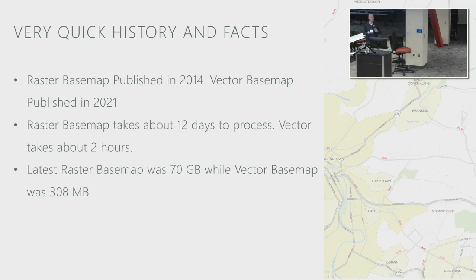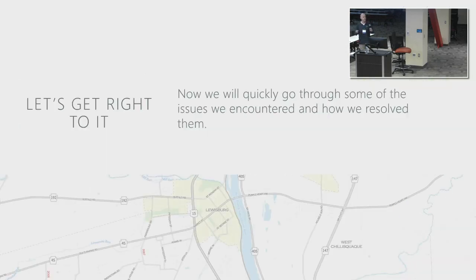Lastly, the raster Basemap footprint is about 70 gig. All the vector is just over 300 meg, which is pretty small nowadays, and it makes it great to make portable or downloadable or used in mobile applications. Okay, so that was kind of the admin stuff.